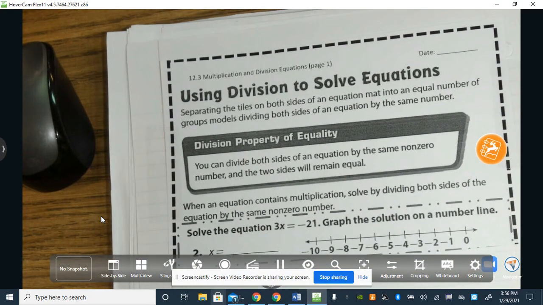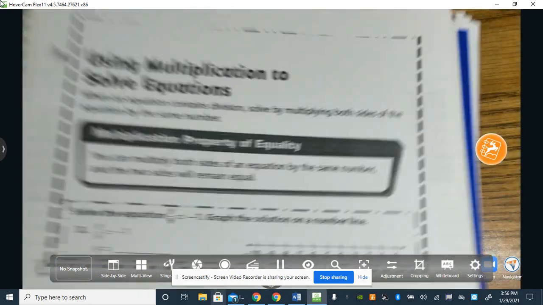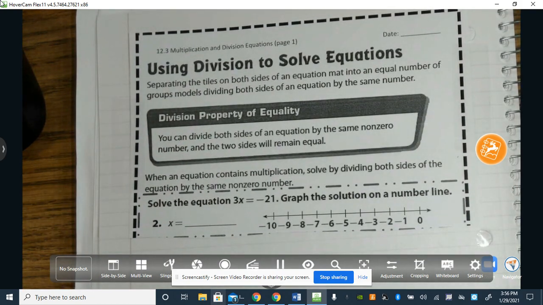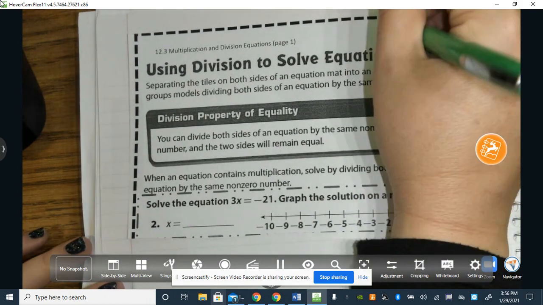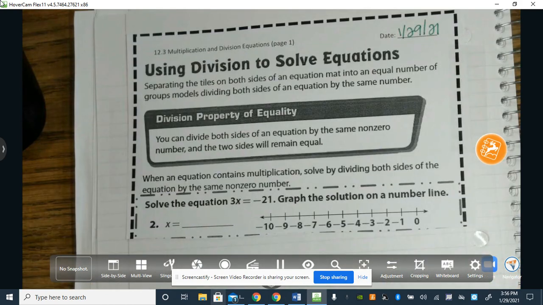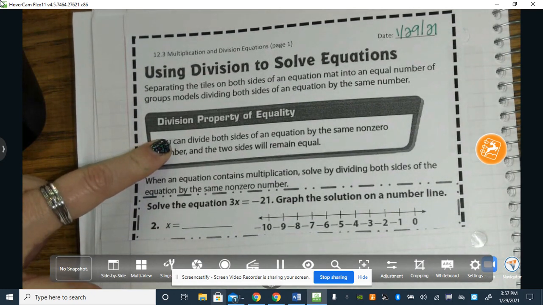Get out your 12-3 notes. I have my 12-3 notes right here. I've cut them into pieces, one section and two sections. So let's get started. Today's the 29th, like I said, 1/29/2021. When we're using division to solve equations, we're going to talk about the division property of equality.